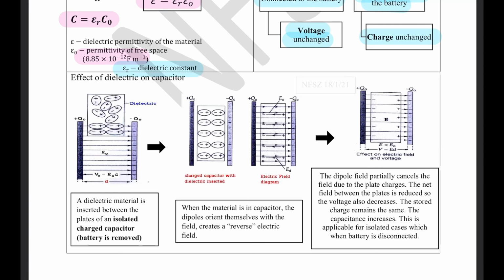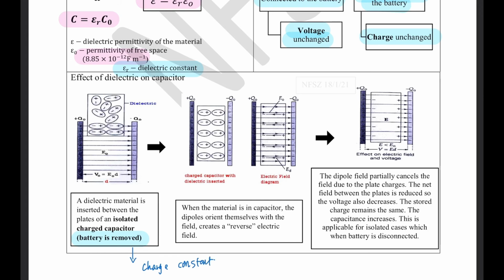Right? So next is the effect of dielectric on the capacitor. Okay, so basically mula-mula kita ada air sahaja. So bila kita dah connected to the power supply, ada power supply kat sini, positif, negatif. Okay, so apa yang jadi bila parallel plate ni ada potential difference between them, dia akan ada electric field. Okay, so dia masukkan dielectric material in between tengah-tengah ni with the isolated charge capacitor, which is the battery is removed. Bila battery ni remove, maksudnya apa? Charge you akan constant.